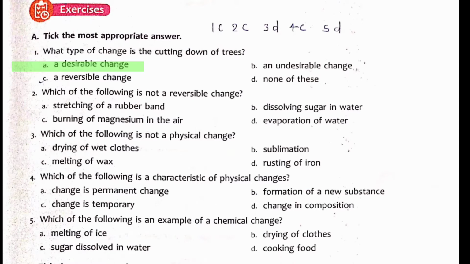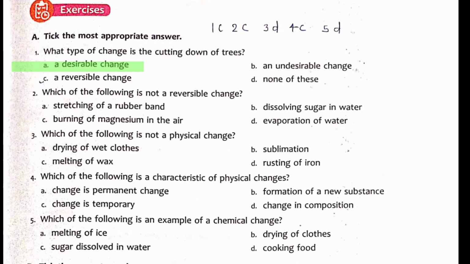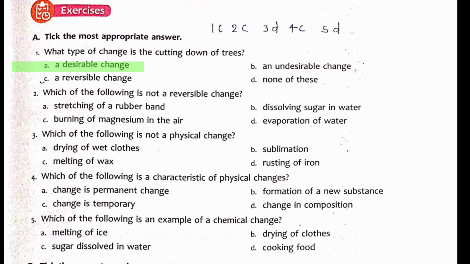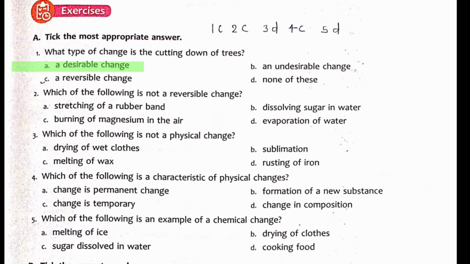Okay. Second question is, which of the following is not a reversible change? So answer is C, burning of magnesium in the air. Burning of magnesium in the air is not a reversible change. Then third number is, which of the following is not physical change? So answer is D, rusting of iron is not a physical change. In this process, iron completely turn into a rust or another material.